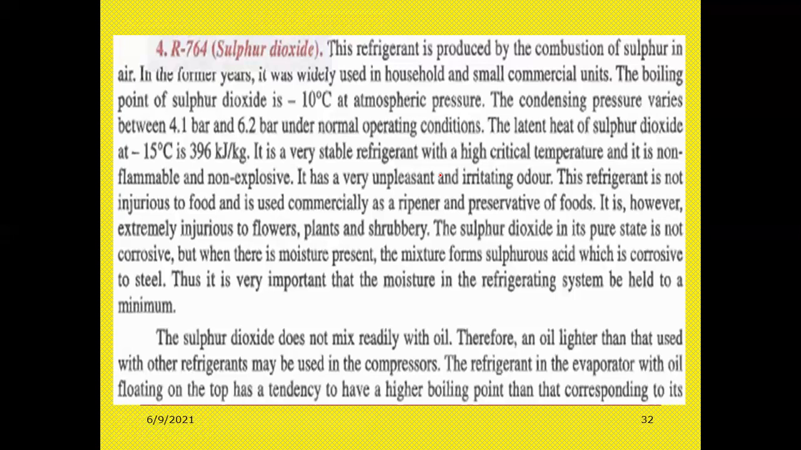The sulfur dioxide in its pure state is not corrosive. So in the pure state it is non-corrosive to metals. But when there is moisture present in the atmosphere, the mixture forms sulfurous acid, which is corrosive to steel. This is very important for the refrigerating system. So because of this, and because it is not dangerous to food, it is used for ripening of the food.